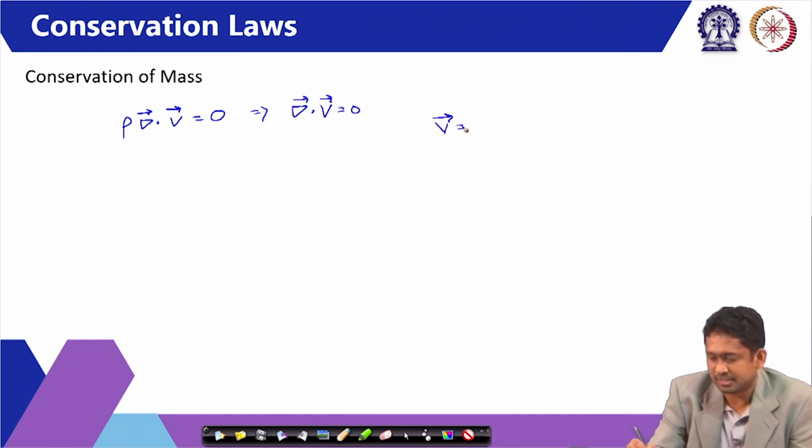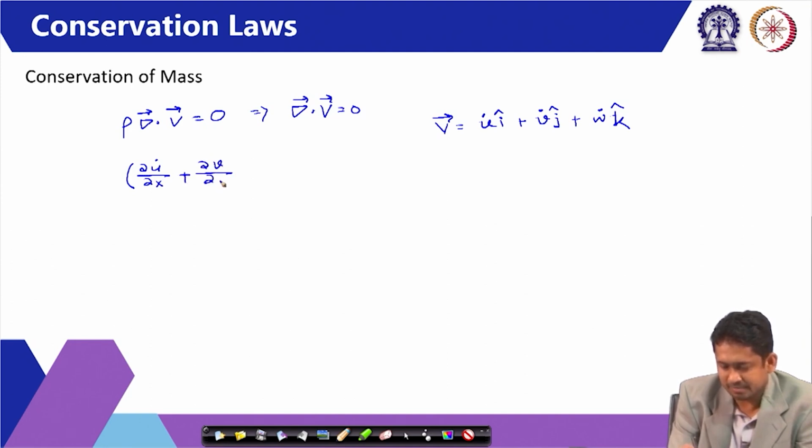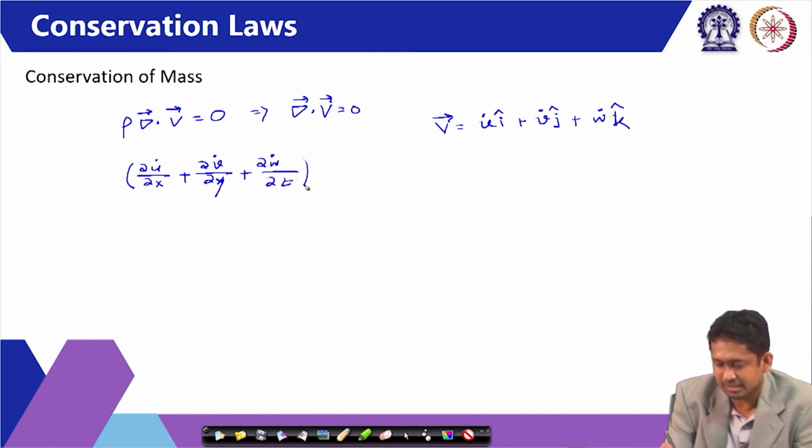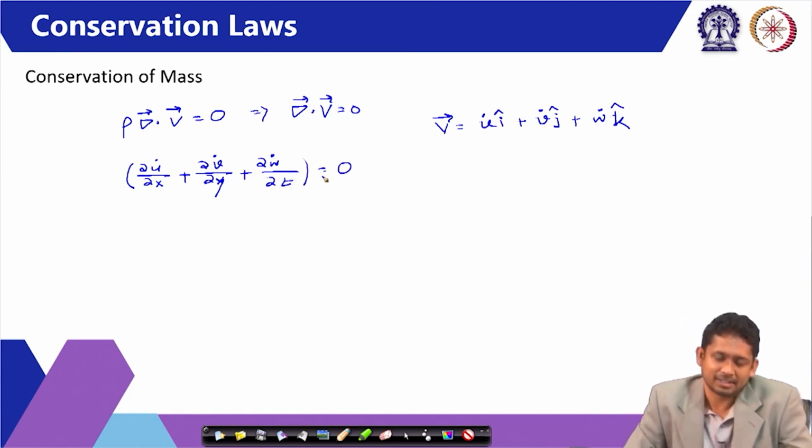So, V is the velocity vector which has 3 components: u dot, v dot and w dot. So, this can be rewritten in this way. If I just evaluate the divergence, this becomes this. So, del u dot by del x, del v dot by del y and del w dot by del z, their summation is 0. So, u, v, w are displacements along x, y and z, and their derivatives with respect to time are the velocities along x, y and z.